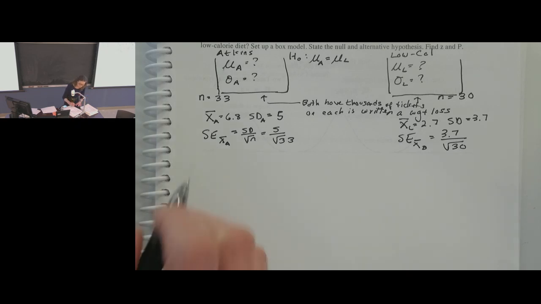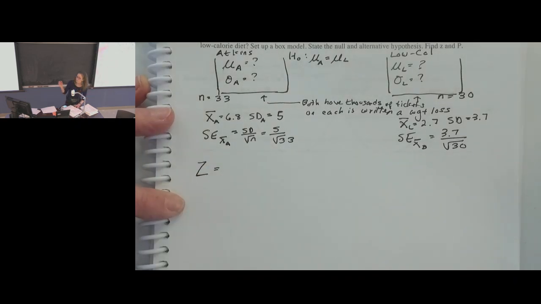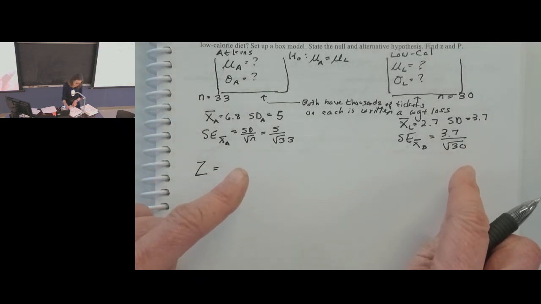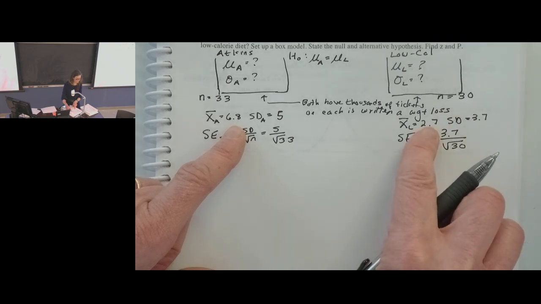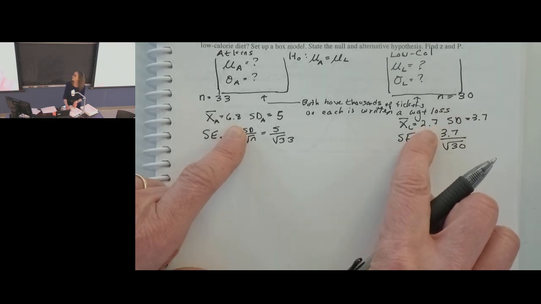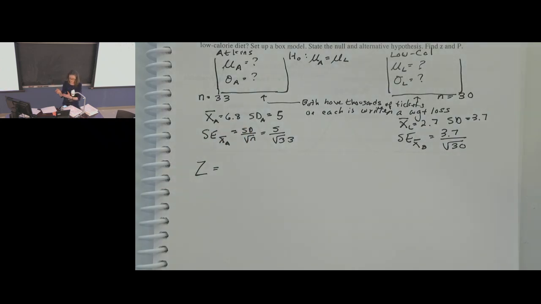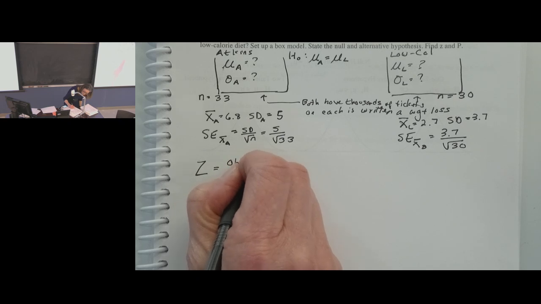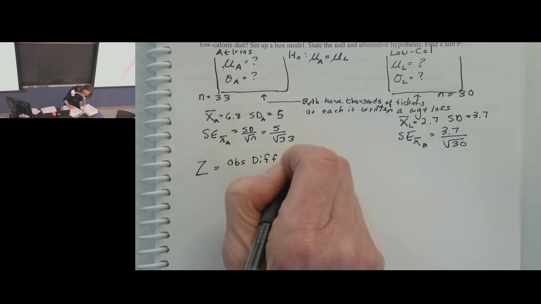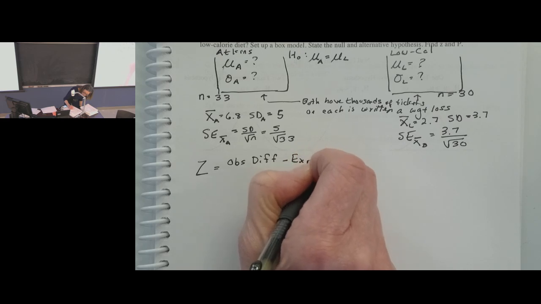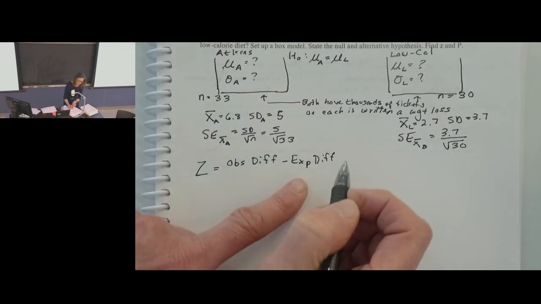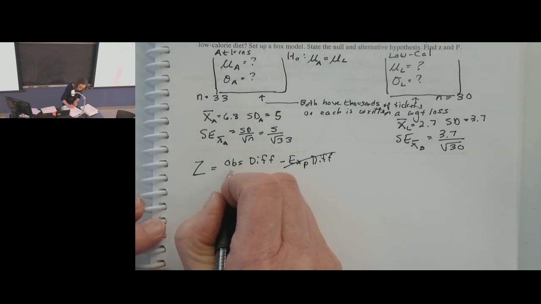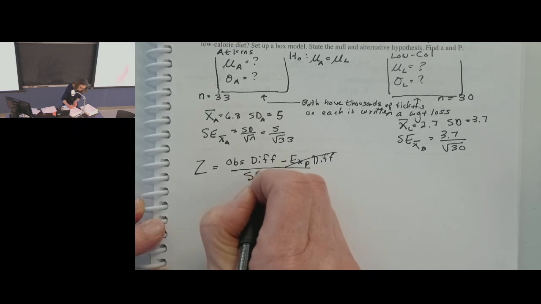Now, what are we going to do? We're going to do a z-test. So what's our z-test? We're looking at the difference between these two. What is the difference? 6.8 minus 2.7. So that's a difference of 4.1, okay? It's going to be our observed difference of 4.1 minus our expected difference under the null. And that's just 0, no difference. That's just 0 over our standard error for the difference.